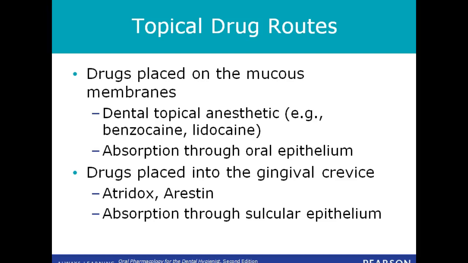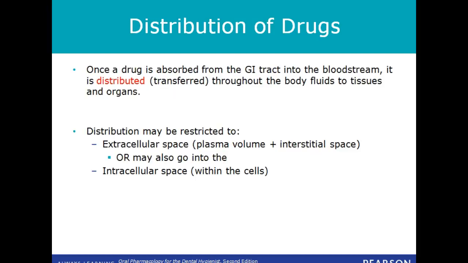Topical dental anesthetics are placed on the mucous membranes and absorbed through the oral epithelium. Drugs placed into the gingival crevice, such as Atridox and Arestin, are absorbed through the sulcular epithelium. Once a drug is absorbed from the GI tract into the bloodstream, it is distributed or transferred throughout the body fluids to the tissues and organs. Distribution may be restricted to the extracellular space, or it may pass through into the cells in the intracellular space.